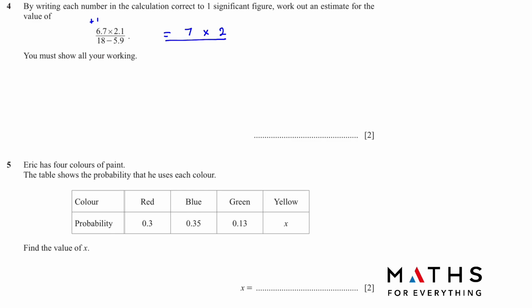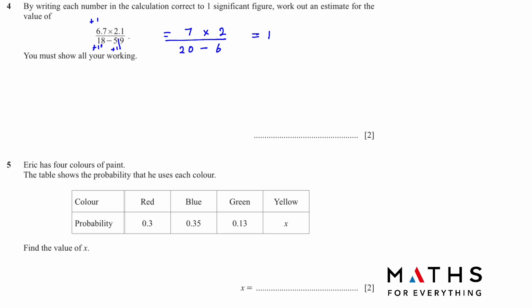18, we want one significant figure. So 8 is 5 or more than 5. So you have to add 1 to 1. 1 plus 1, 2. But remember, there are 2 digits, so you can't leave it as 2. You have to write 20. Minus 5.9. When I round 5.9, I'll be adding 1 to 5, so it is 6. This will give us 1. You will have to show the full working.